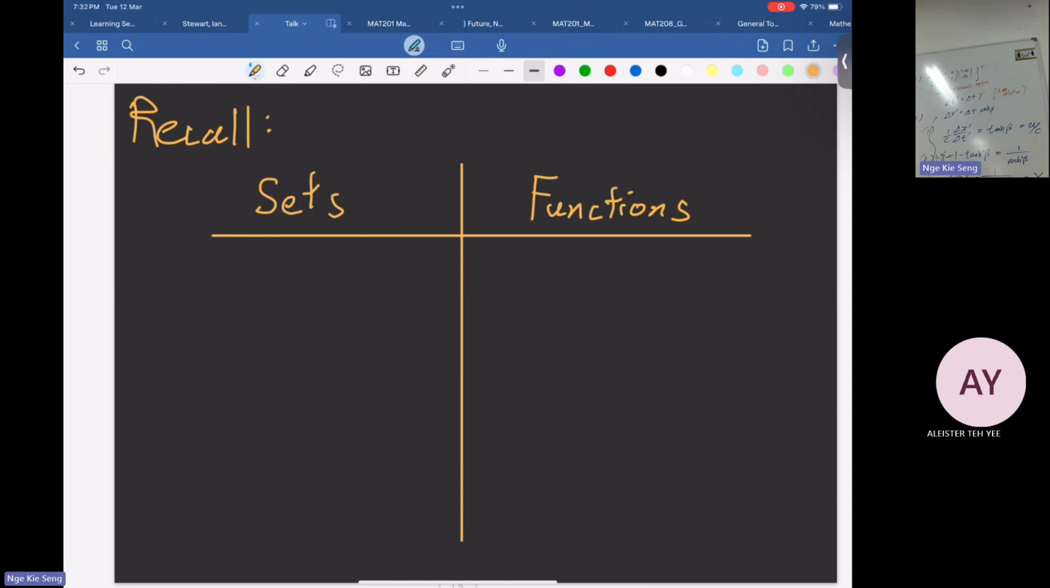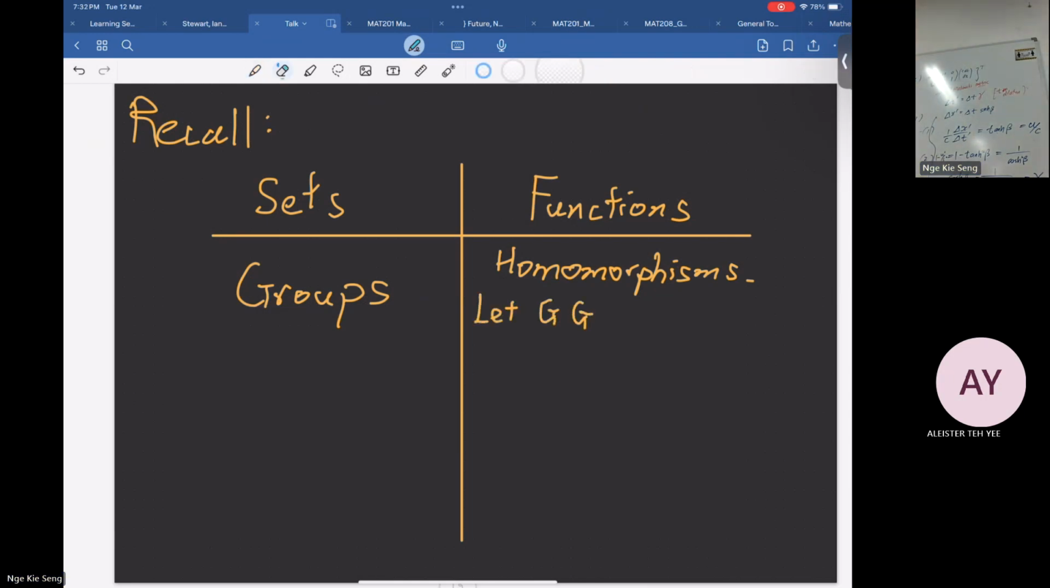This is a function. And then we go to some more sophisticated sets, what we call groups. There's an example of a group here, the Lorentz group. In groups, we also have some sort of function, because a group is a set and we can define a function. But we don't want a random function here. What we want is called a homomorphism. I haven't introduced this for you, but I'll do it now. Let G1, G2 be two groups.